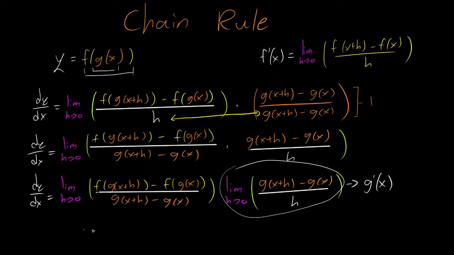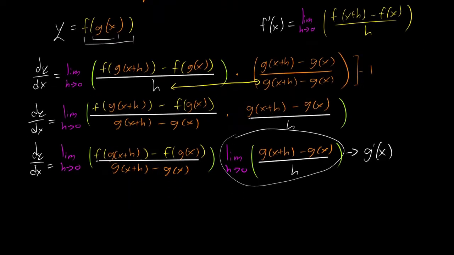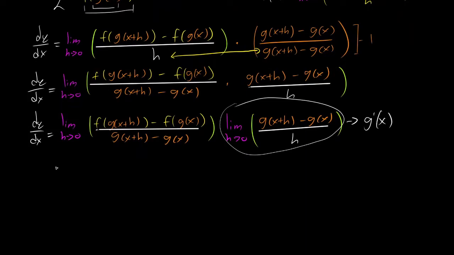So that's great, but what about here? This long expression, what does this evaluate to? Well, let's make a substitution here. Let's let k equal g of x plus h minus g of x. Now, because we're working with limits, we also have to see what happens to k when h approaches 0. When h approaches 0, this disappears, and we get g of x minus g of x, which is just 0. So one thing we have to note is that as h goes to 0, k also goes to 0.